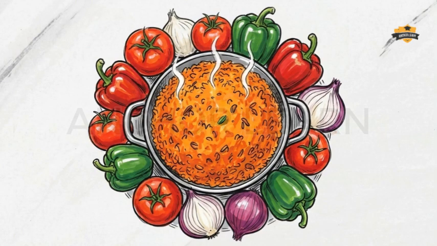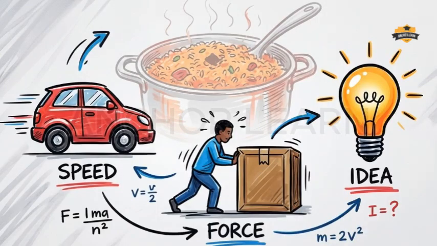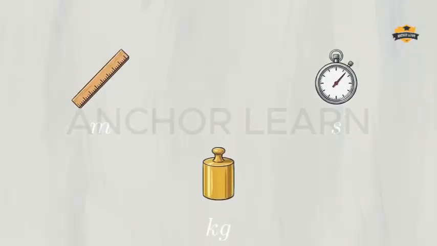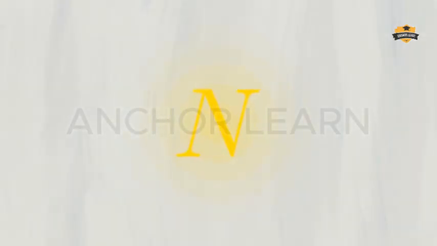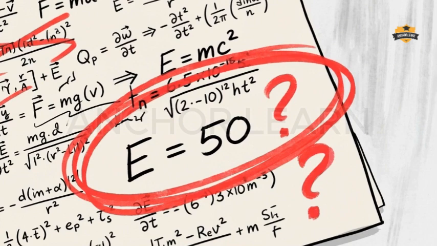Now, consider a finished dish. A pot of jollof rice is a combination of those raw ingredients. It is derived from them. Most physics concepts, like velocity, force, or energy, are the jollof rice of the syllabus. They are recipes created by combining fundamental quantities like length, mass, and time. Without understanding the raw ingredients, you cannot correctly combine them to solve for derived quantities.